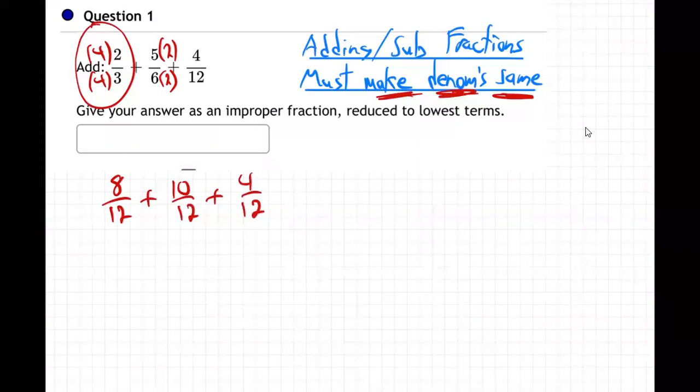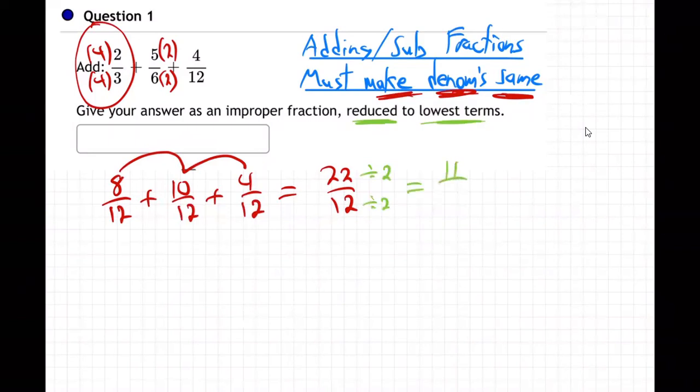And so now that they're the same, now you can just add 8 and 10 and 4, which is 22 over 12. And then, of course, it says reduce to lowest terms. So divide by 2, top and bottom, and it becomes 11 over 6. And there we go. That's an improper fraction. That's fine. That's our answer. Just give the answer just like that, 11 over 6. And there we go.